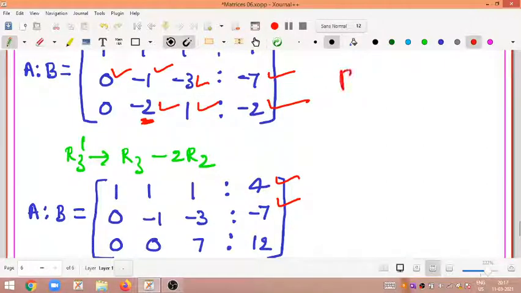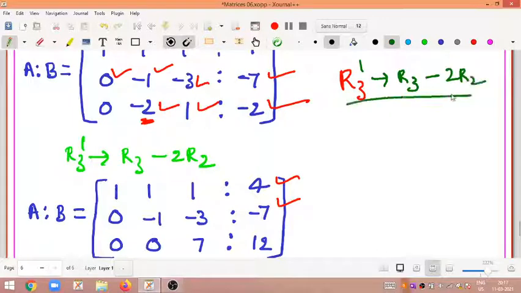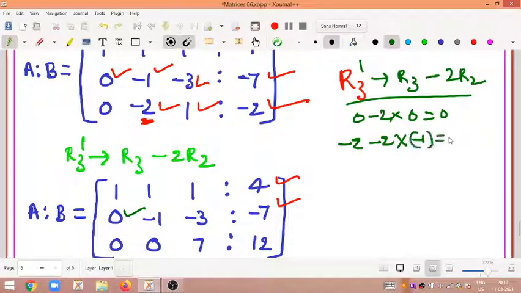See here, R3 I want to change. R3 dash implies R3 minus 2R2. See here, the R3 first element is what? 0 minus 2 into the R2 element 0. So 0 minus 0, 0 will come, I kept here. Again, the R3 element minus 2, minus 2 into the R2 element minus 1. So minus 2, minus into minus plus, plus 2 into 1, 2. Minus 2 plus 2 becomes 0. 0 I kept here.